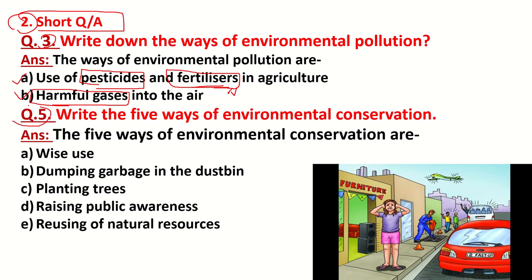Okay, so next one, number 5: write the 5 ways of environmental conservation. So what do you mean by conservation? Conservation is the sustainable and wise use and protection of the natural environment. Conservation means protection of plants and animals, and sustainable means able to maintain. All right. So how? A wise use of natural resources.